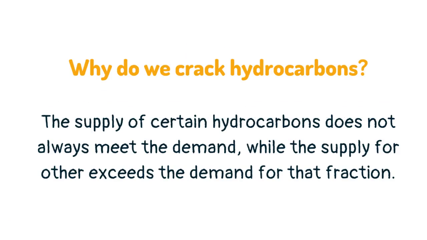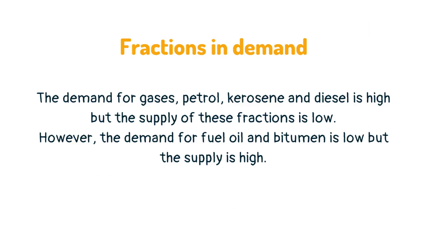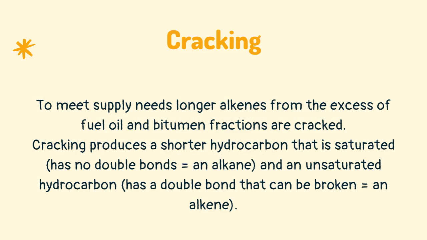The supply of certain hydrocarbons does not always meet the demand, while the supply of others exceeds the demand for that fraction. This graph shows the supply and demand of the different hydrocarbon fractions. The demand for gases, petrol, kerosene and diesel is high, but the supply of these fractions is low. However, the demand for fuel oil and bitumen is low, but the supply is high. To meet supply needs, longer alkanes from the excess of fuel oil and bitumen fractions are cracked.